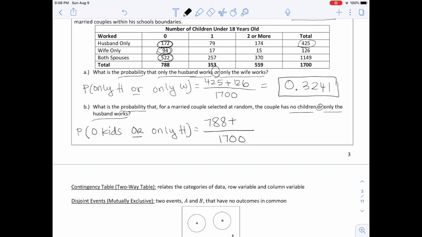Plus, just like the last one, if you look at the husband works, if you were to add up the 425 that we have over here on the right, we'd have an issue because we actually counted that 172 people in there that have 0 kids and only the husband works. We actually counted them twice. So that's not going to work this time. So what we're going to do is take this and add in 79 and add up 174. You can also do this problem by using the formula that's listed right up above. There's a bunch of different ways to do this and still arrive at the correct answer. Adding up your numerator all together, getting a total there, and then dividing by 1,700, we get 0.6124.